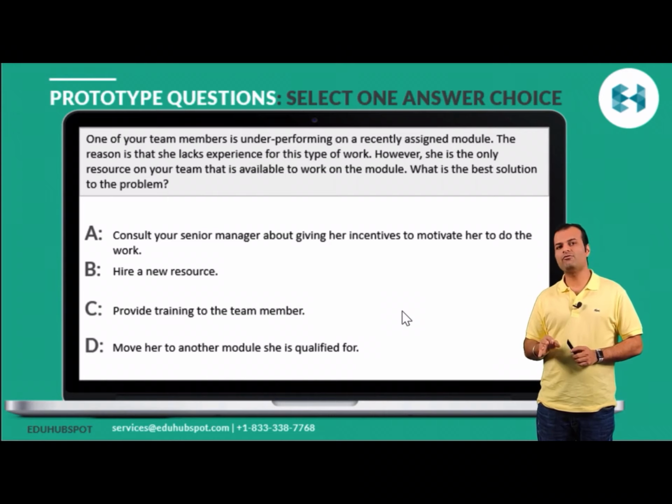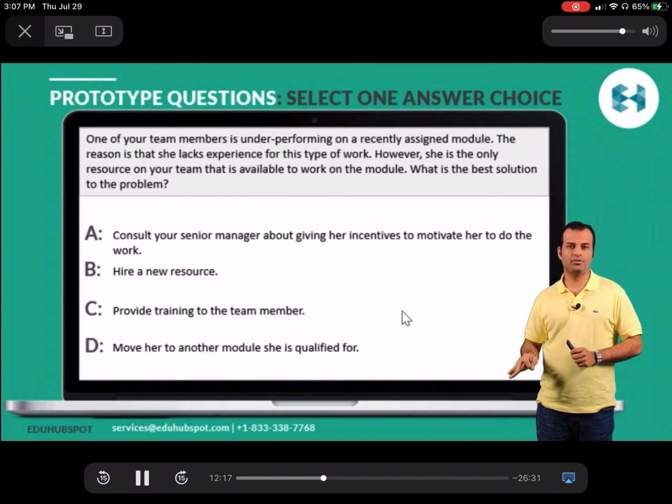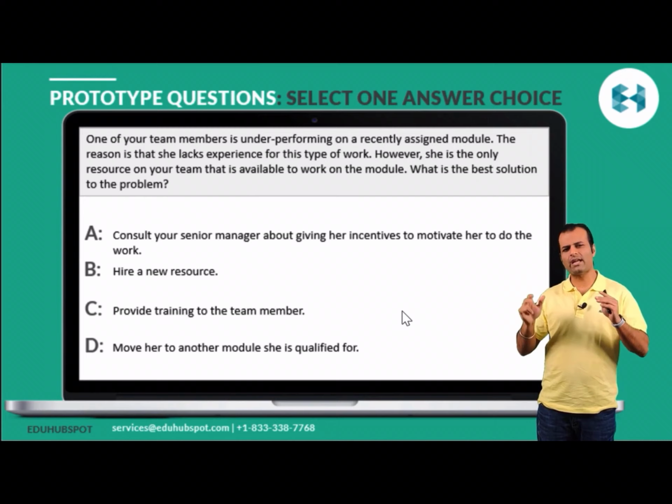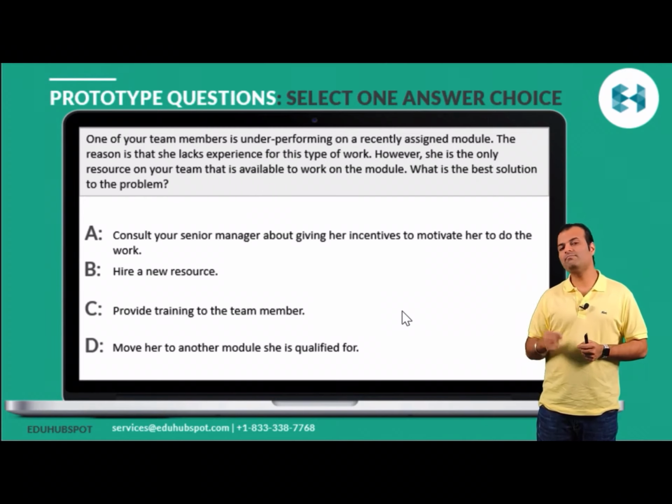One of your team members is underperforming on a recently assigned module. The reason is that she lacks experience for this type of work. However, she is the only resource on your team that is available to work on the module. So she is more like an SME. What is the best solution to this problem? Okay, so she lacks the experience for this type of work. However, she is the only one who has worked on this particular module.